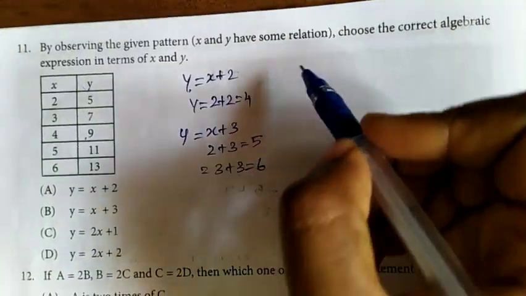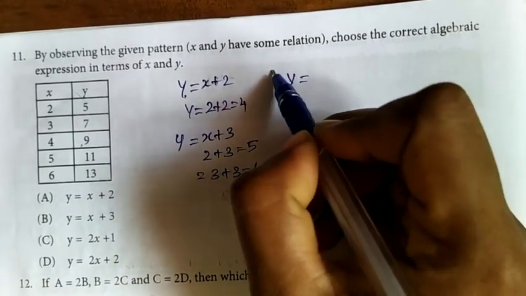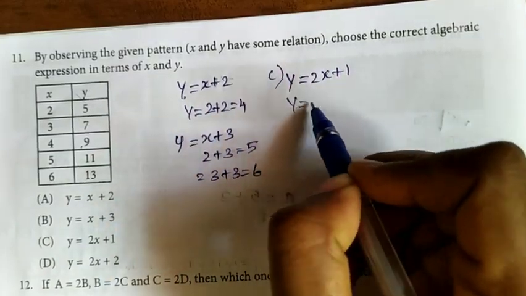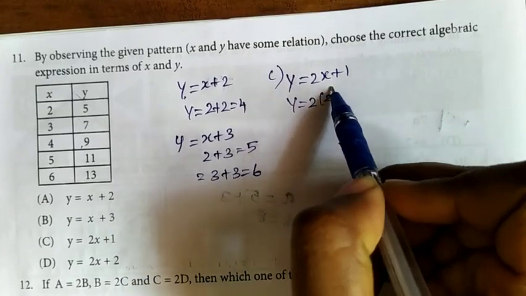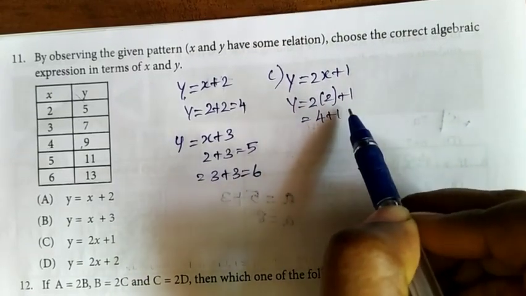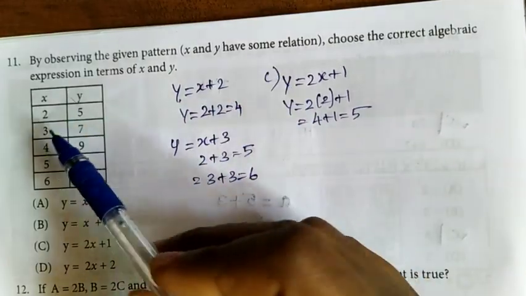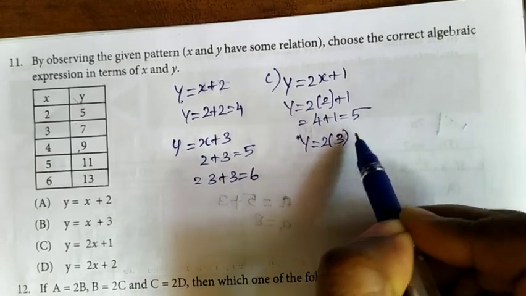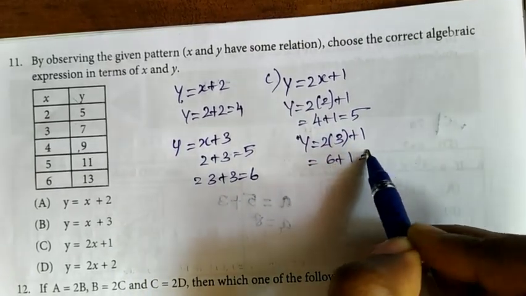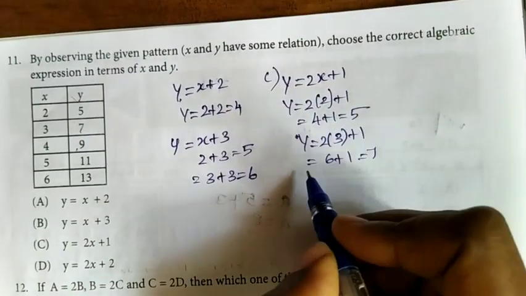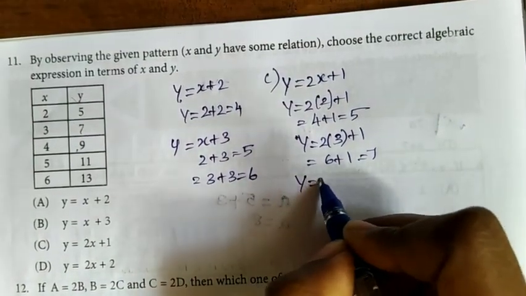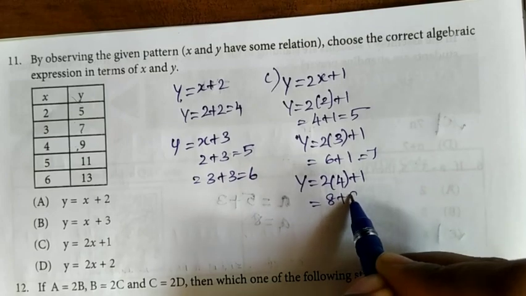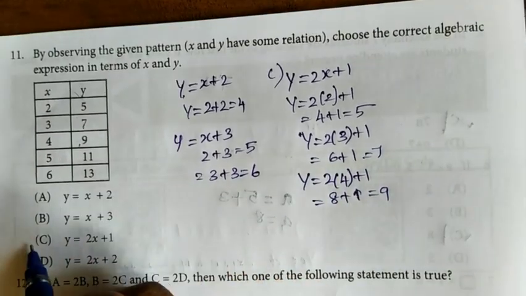Then go for the next option, that is option C, y is equal to 2x plus 1. So substitute the value of x. y equal to 2 into first is 2, 2 plus 1. We get 4 plus 1 equal to 5. Then substitute the value of x as 3. So you get y equal to 2 into 3 plus 1 equal to 6 plus 1. We get 7. Second one also follows. Then go for the next one. y equal to 2 into, substitute the value of x as 4, plus 1. We get 8 plus 1 equal to 9. So option C is the correct answer.